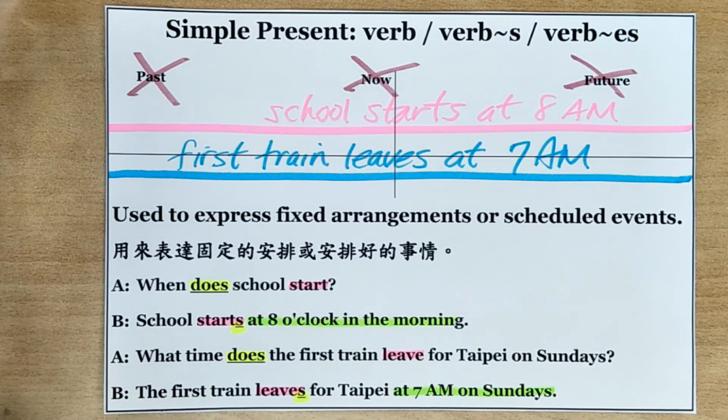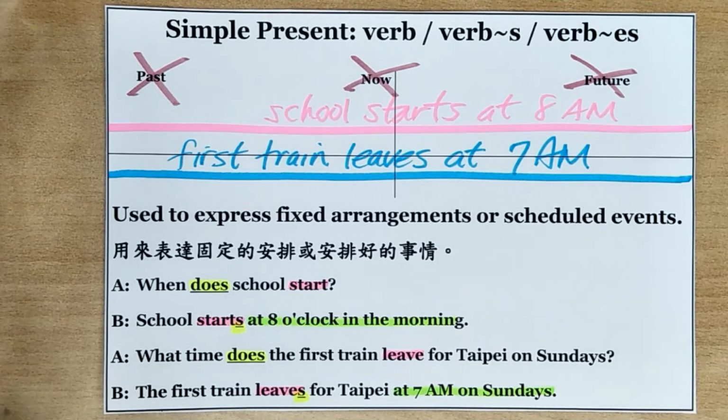All right, let's illustrate simple present. Remember, simple present is verb, or verb plus S, or verb plus ES. The simple present is used to express fixed arrangements or scheduled events. For example, A: When does school start? B: School starts at 8 o'clock in the morning.